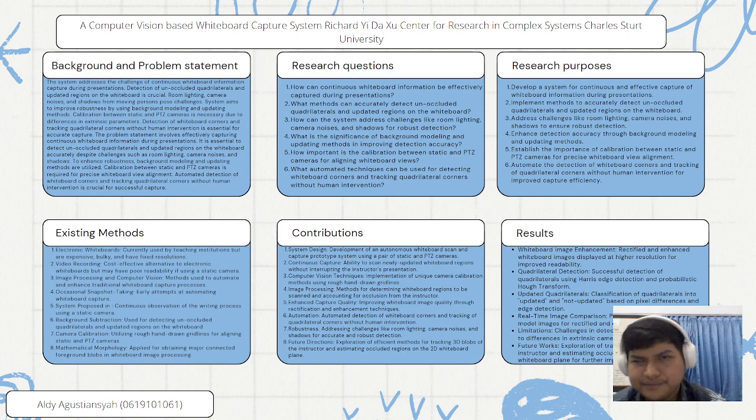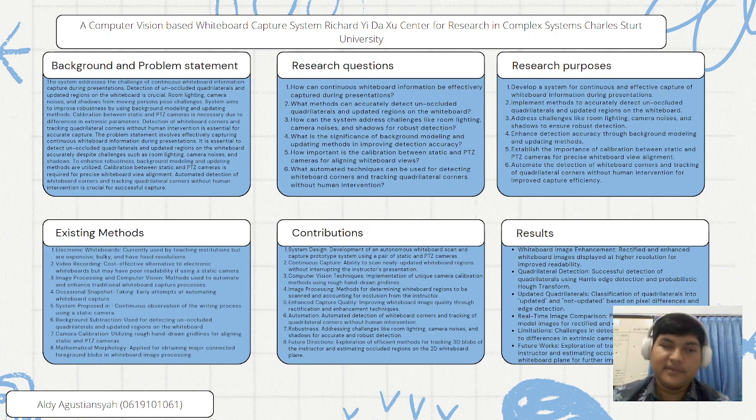Research purposes. 1. Develop a system for continuous and effective capture of whiteboard information during presentations. 2. Implement methods to accurately detect unoccluded quadrilaterals and updated regions on the whiteboard. 3. Address challenges like room lighting, camera noise, and shadows to ensure robust detection. Those are the answers to the research questions.